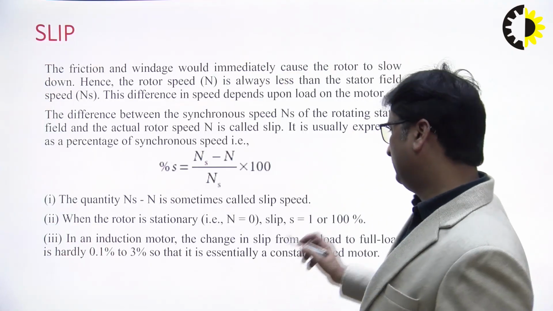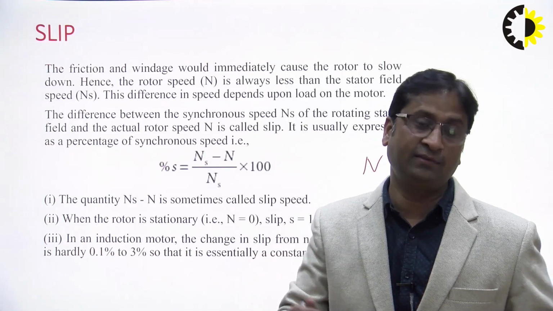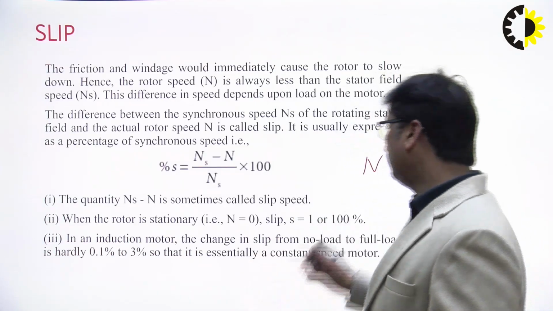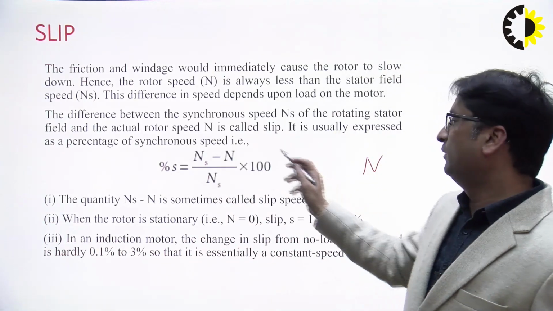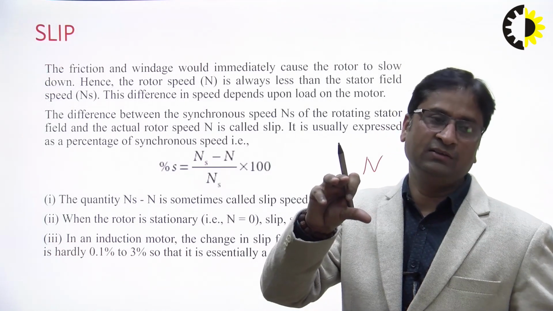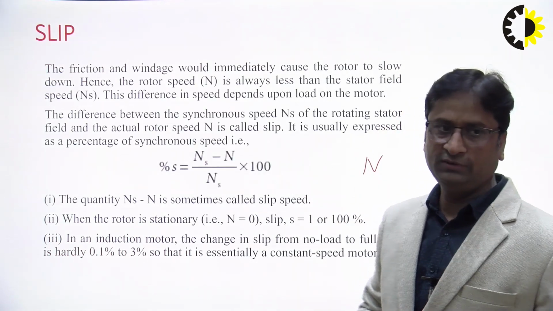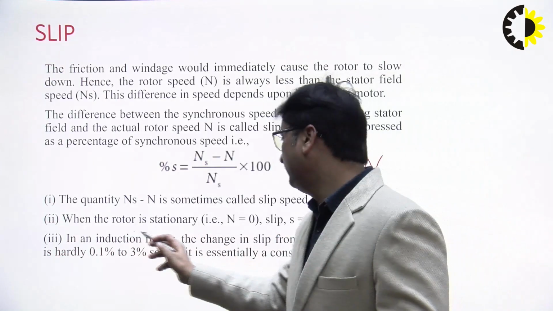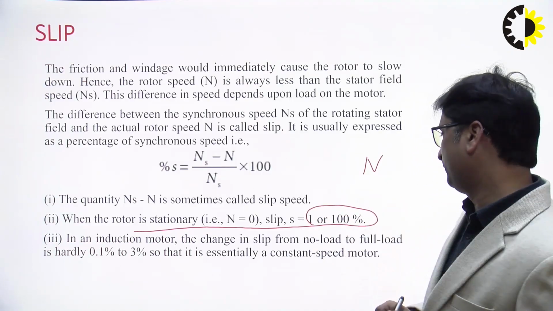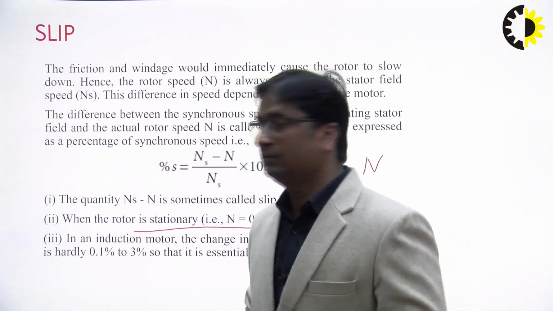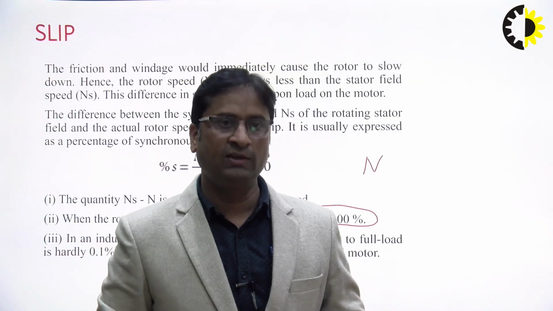So when your motor is rotating at speed ns, suppose, at this time its value will be 0, and when your rotor is at standstill, that is n is equal to 0, the slip will be equal to 1. So when the rotor is stationary, s is equal to 1 or 100% slip. So these are some basic concepts of the three-phase induction motor.